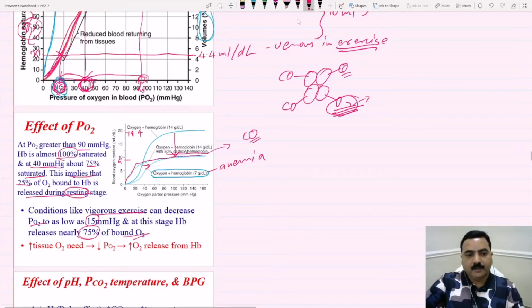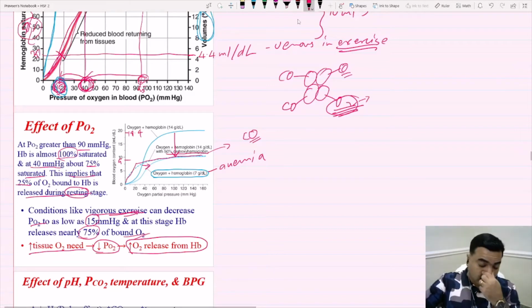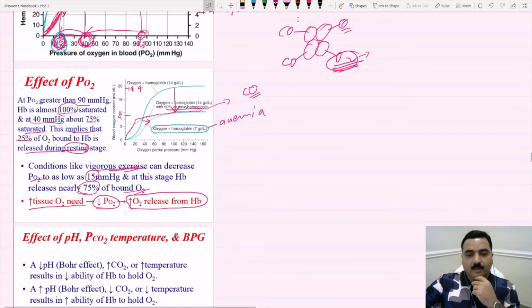So increased exercise means what? Increased tissue need. In increased tissue need, there will be a fall in the PO2, and whenever there is a fall in PO2, what will happen? There will be increased release of the oxygen. So PO2 is a major factor that controls the hemoglobin's release of the oxygen. Apart from the PO2, we have certain other things that control the hemoglobin dissociation curve. That is called the Bohr effect.